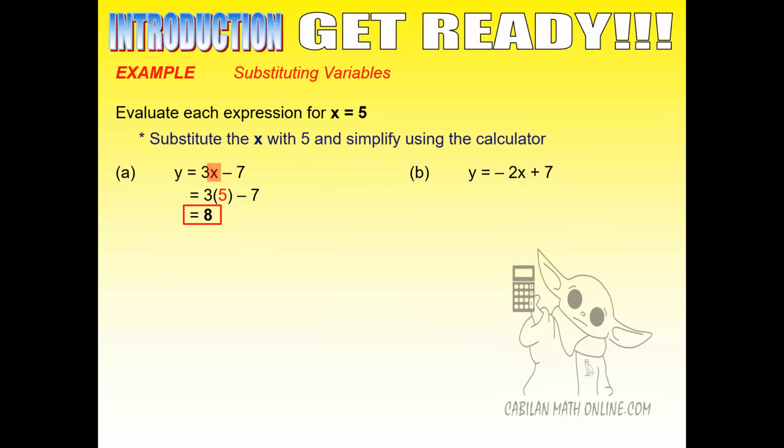Same thing with part B. Notice what we have here is negative 2x plus 7. So all I'm going to do is take this x and replace it with a 5 with brackets around it. In this case we have negative 2, in brackets 5, and then plus 7. If you do this correctly in your calculator, you will get an answer of negative 3. What's really happening here is negative 2 times 5, which gives me negative 10, and then plus 7, negative 10 plus 7, gives me negative 3. All right, so that's pretty much it.